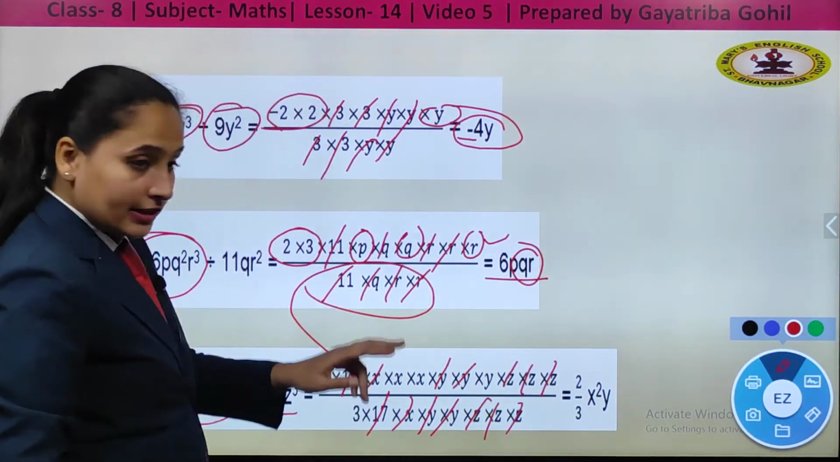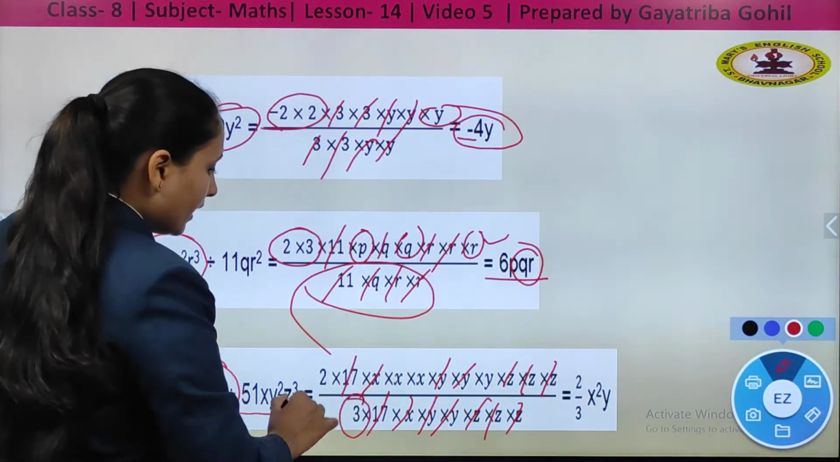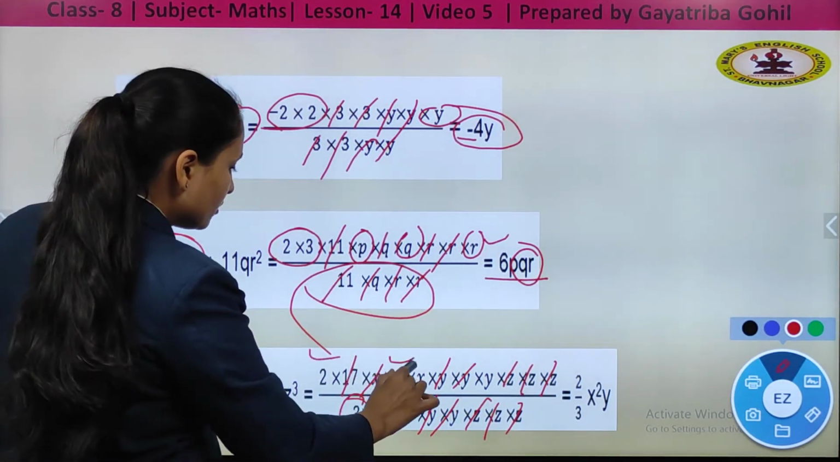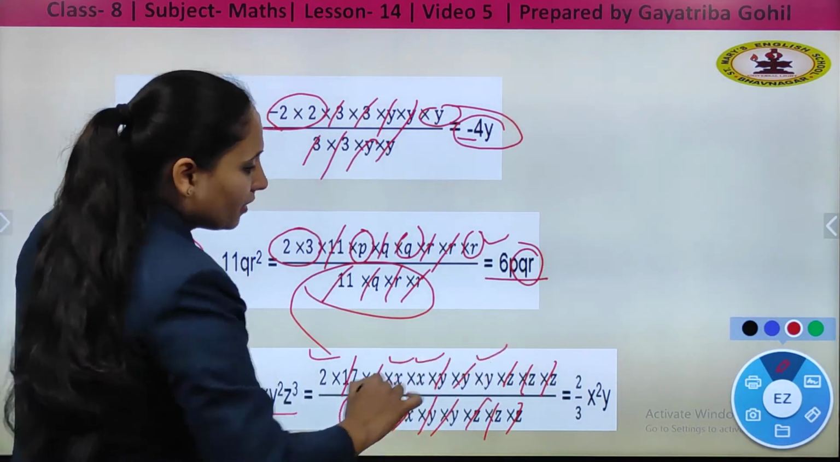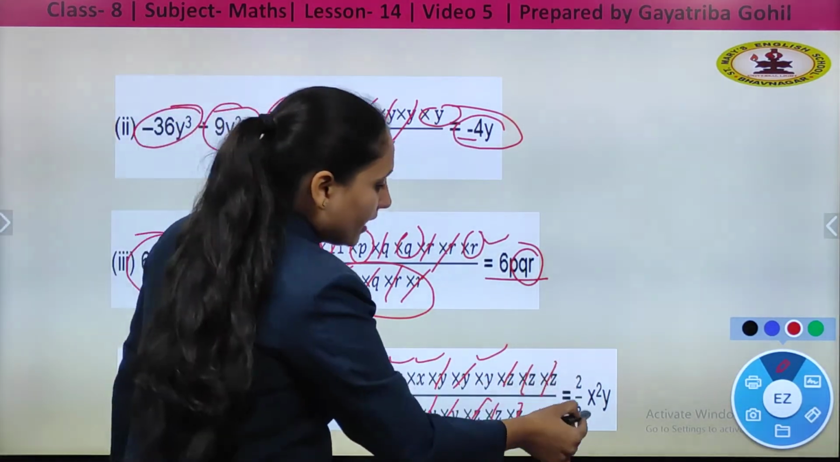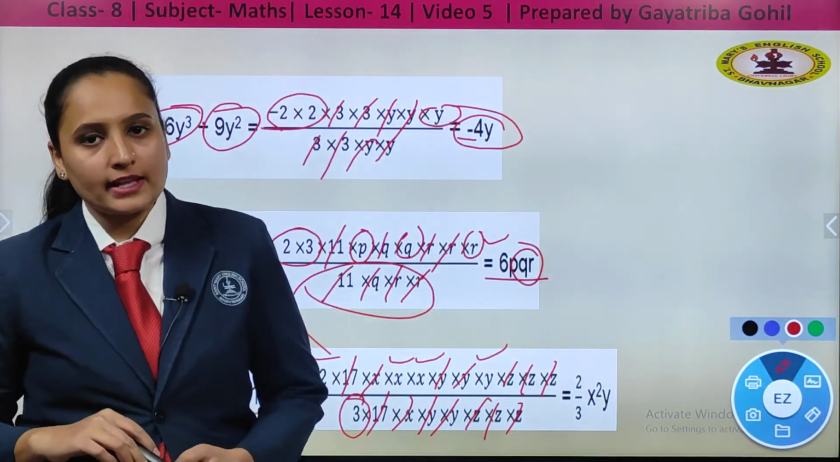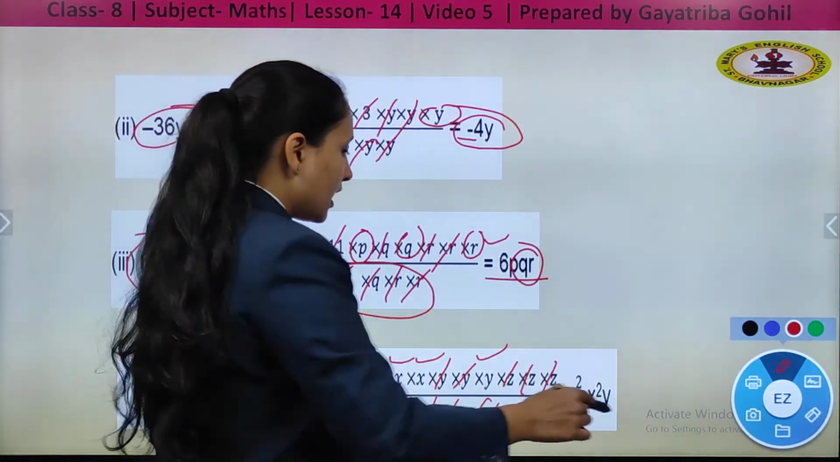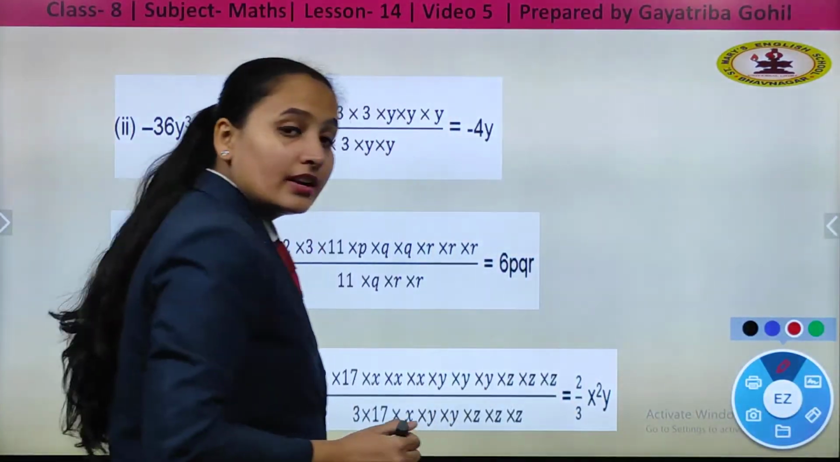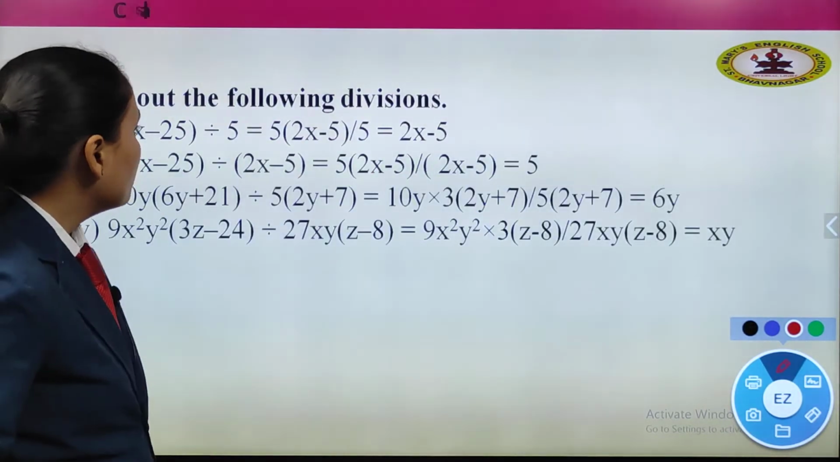So, in the denominator I have 3 and in the numerator I have 2 into x, that is 2x square into 1y. So, I can write it as 2 upon 3 x square y. So, this is how you will divide a polynomial by a monomial.